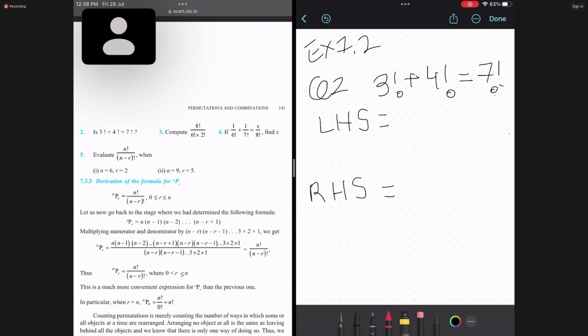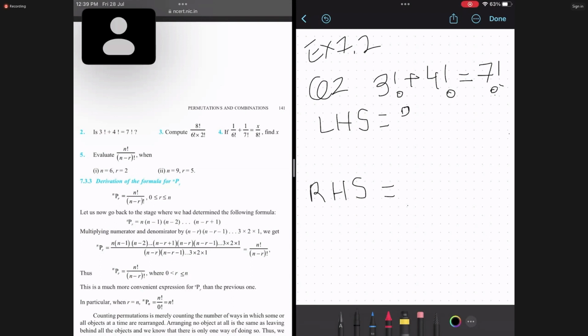As it is, we know that factorials are not additive in nature. So 3 factorial plus 4 factorial is not 7 factorial. But just to show your work, you're going to solve the LHS, solve the RHS, and then prove that as these terms are not equal, we can be sure that 3 factorial plus 4 factorial is not equal to 7 factorial. So I'll do that for you guys.